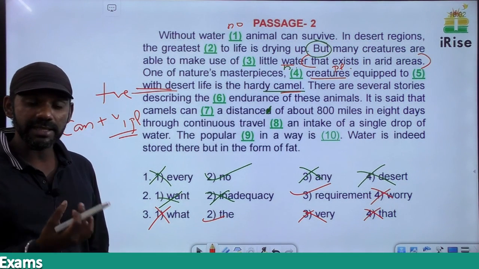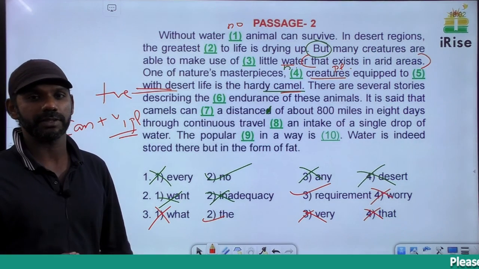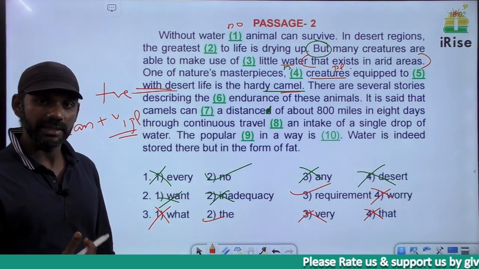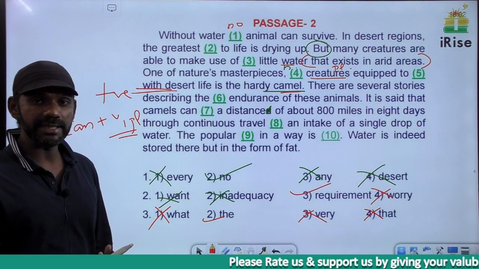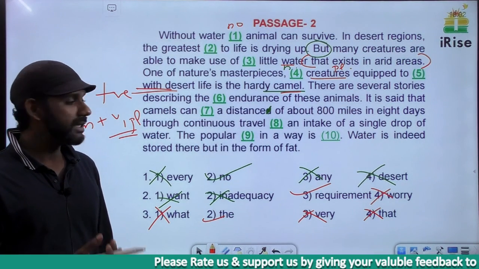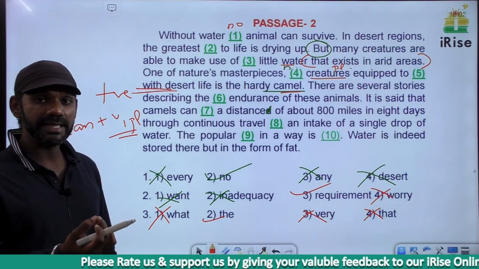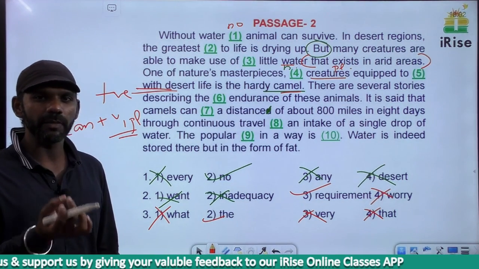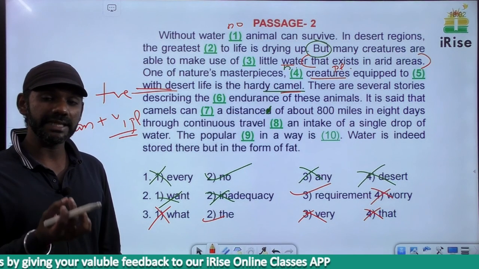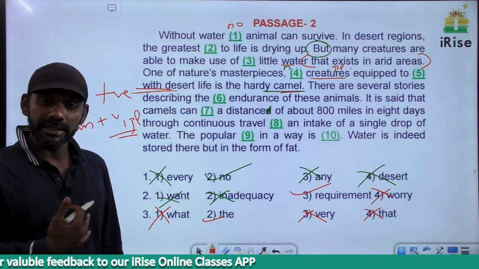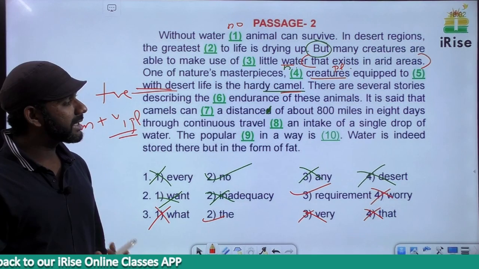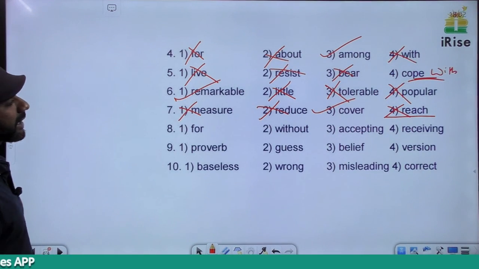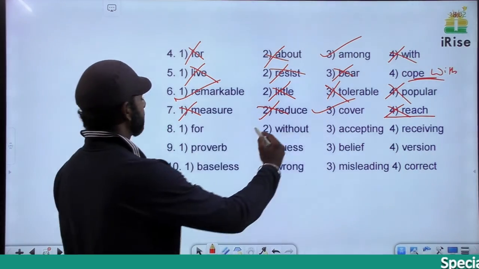Dash an intake of a single drop of water. So camel can travel or can cover 800 miles in 8 days through continuous travel without an intake of a single drop of water. That's the meaning, because it does not take even a single drop of water. Without even taking a single drop of water, a camel covers 800 miles in 8 days through continuous travel. So undoubtedly this blank must be filled with the word without.